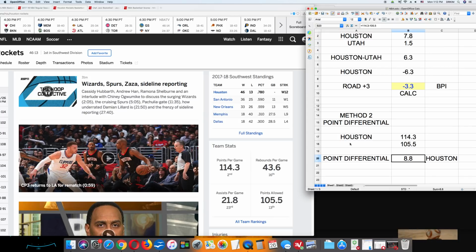How does that compare to the BPI? BPI is 7.8. They're just one off, pretty close. Keep in mind that BPI has adjusted for pace, strength of the opponent, etc.